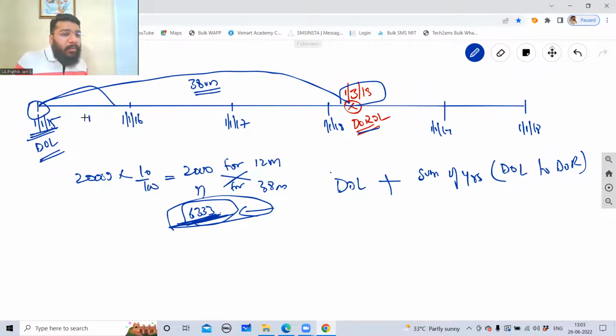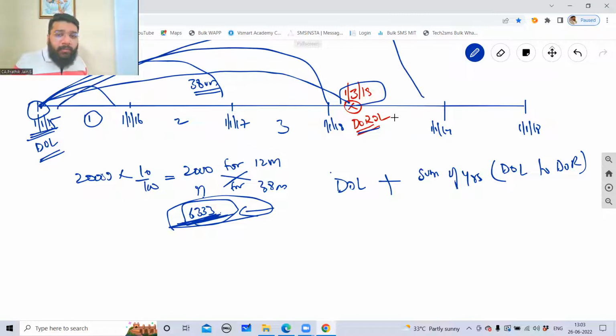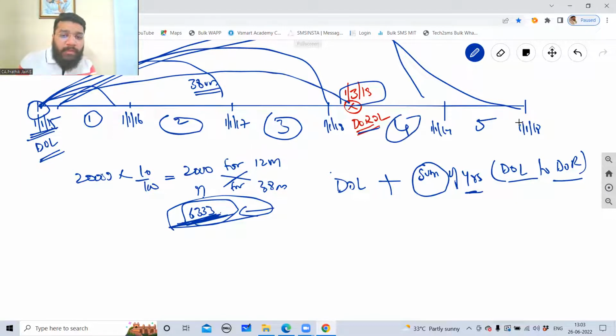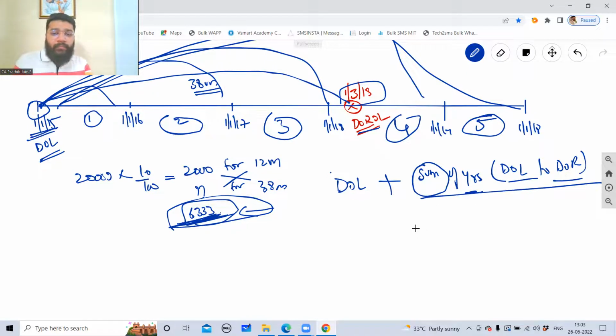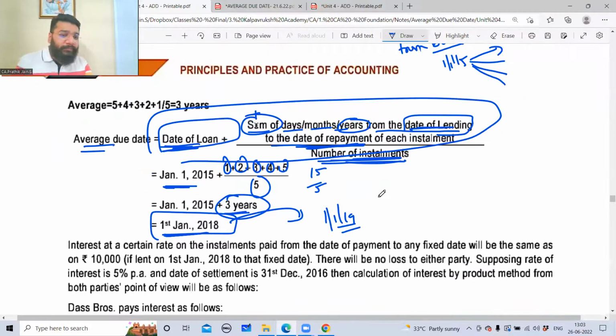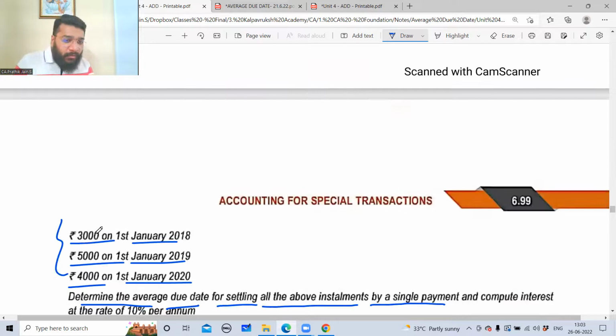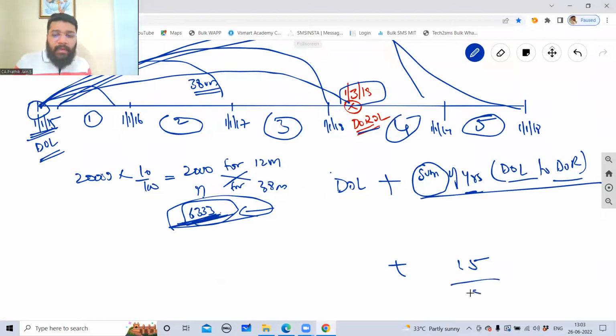Date of loan to date of repayment, 1 year. Date of loan to date of repayment, 2nd year, 3rd year, 4th year, 5th year. So I got the years, and I want the sum of those years. So 1 plus 2 plus 3 plus 4 plus 5 is how much? Which is 15. Divided by installments. How many installments here? If you look at the question, first installment, second, third, fourth, fifth. So divided by number of installments. This is the formula, so 15 divided by 5. And this is date of loan. What is date of loan?